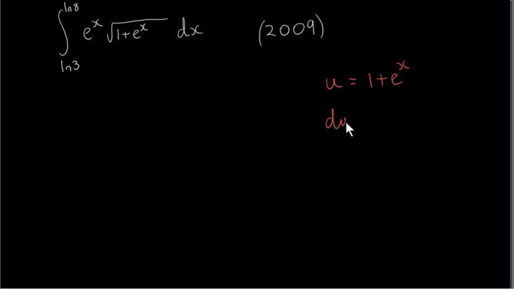If we get du dx, the derivative of 1 is 0. The derivative of e to the power of x with respect to x is just e to the power of x. That's one of the standard derivatives. And again, we just interchange dx with e to the power of x to get dx equals du divided by e to the power of x. Just interchange these.